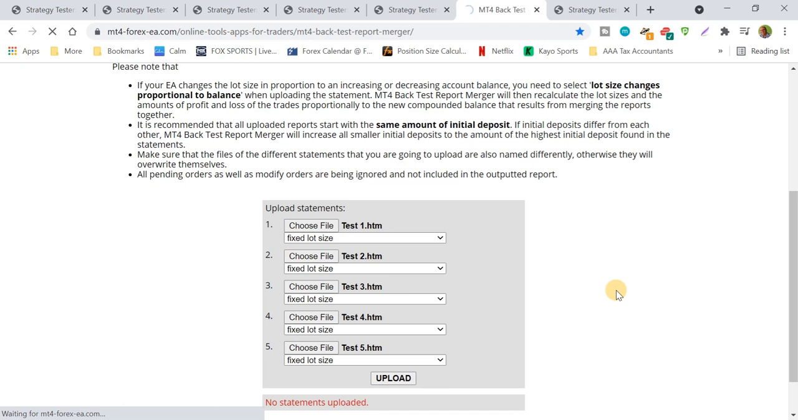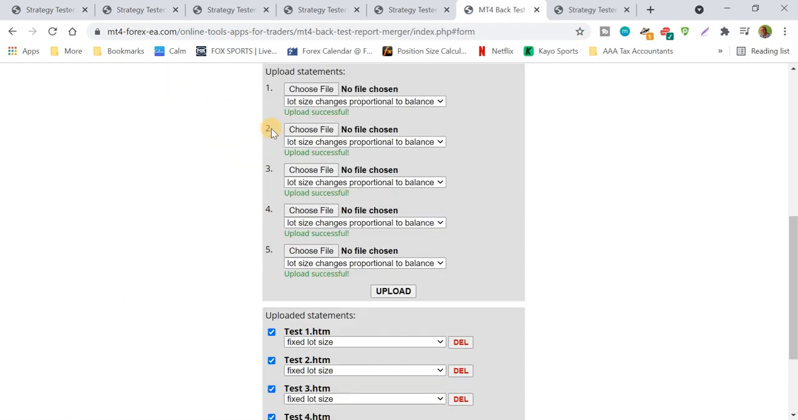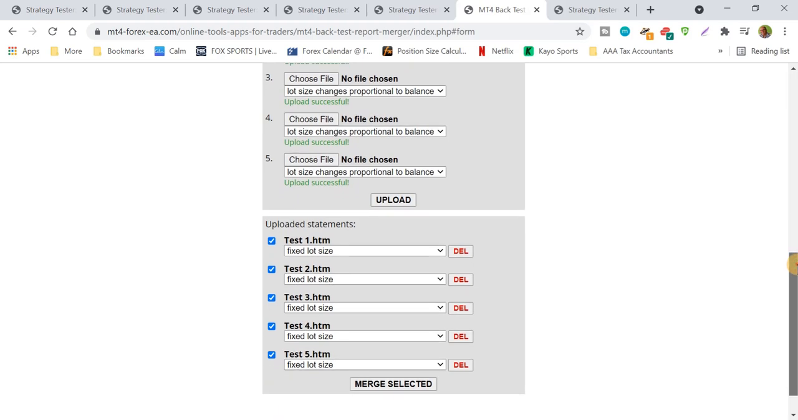Could take a while. So as I said, just read the instructions if you're not sure. All right, here we go. It's uploaded these 5, or you can give yourself another chance to change things if you wish. So 1, 2, 3, 4, 5, and all you do is hit this merge selected, and magic will happen soon, hopefully.